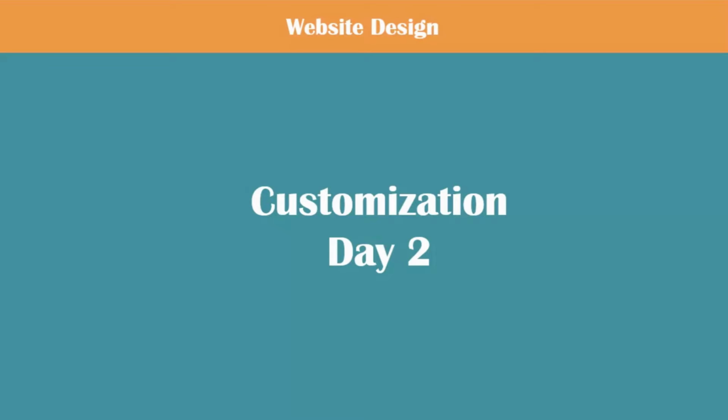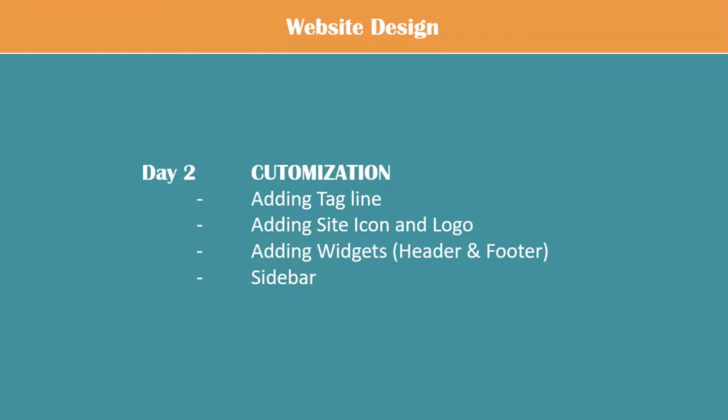Today being the second day of this web designing series, we are going to cover customizations. Customization is all about editing our WordPress website, that is adding a tagline to our website, adding site icon and logo, adding widgets, also sidebar. What are widgets? A WordPress widget is a modular element that enables you to add specific features to your website. That is, it can be added to different areas of your website, such as a header, footer, and sidebars.